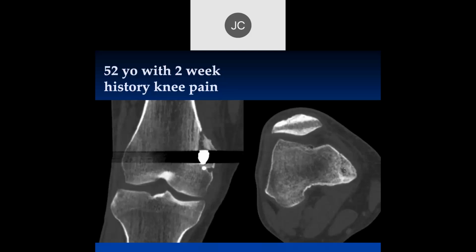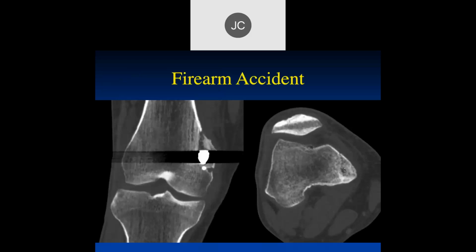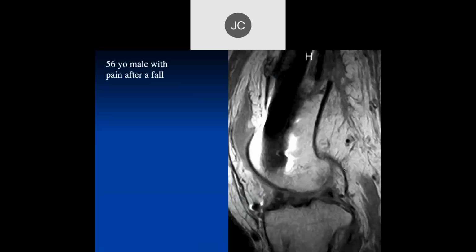Right. 52-year-old, 2-week history of knee pain. So the question here is, what's the actual true history? Their gun went off in their holster. Yeah, he was doing his quick draw, and his finger was faster than his draw. If you want to practice, take the bullets out. If you don't, you're kind of lacking a few cells upstairs.